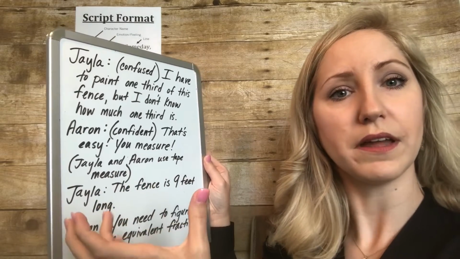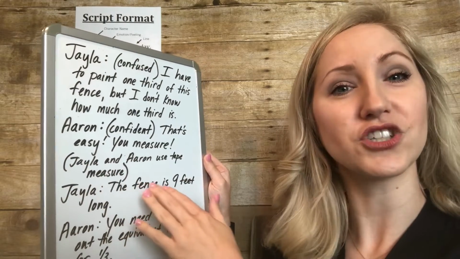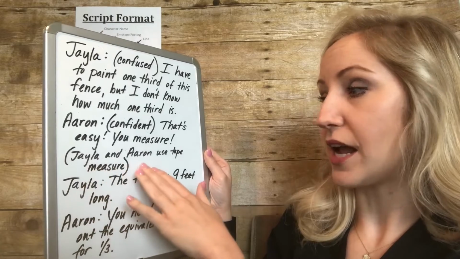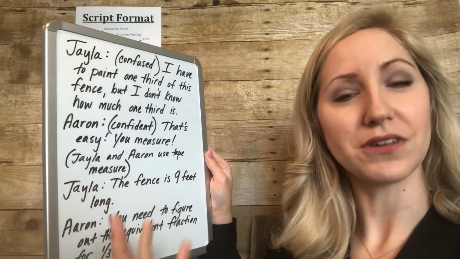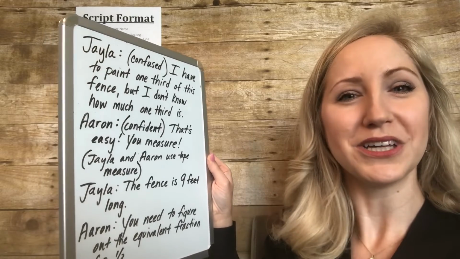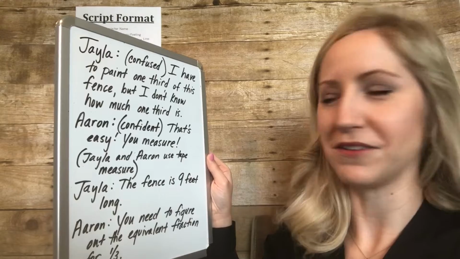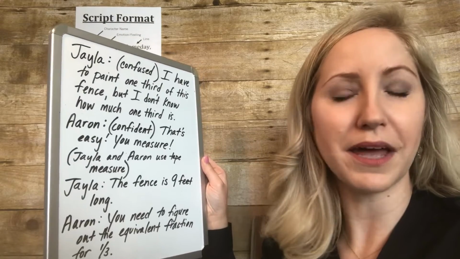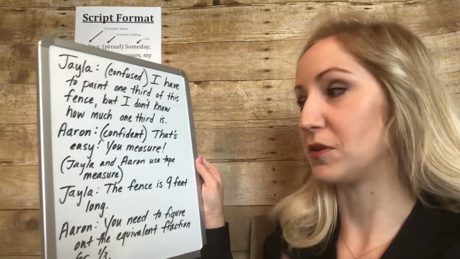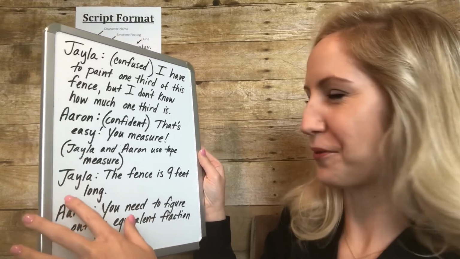This is way more than an emotion or a feeling in parentheses. This is what we call stage directions. And it says in parentheses, "Jayla and Aaron use a tape measure," and they would use their tape measure prop, or they could pantomime using an actual tape measure when one might not be available. Or maybe they could supplement and use a yardstick or even some rulers in the classroom if you were doing this with students. Found materials are also great props.